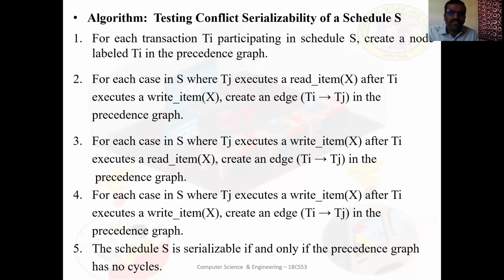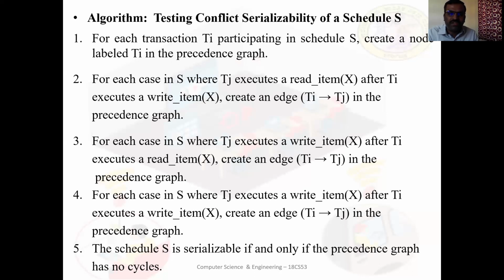In another case, for each case in schedule S where Tj executes a write operation on item X only after Ti executes a write operation on item X, you are also creating an edge from Ti to Tj in the precedence graph. So an edge is created when one transaction reads an item and another writes the same item, when one writes an item and another reads the same item, or when one writes an item and another writes the same item.